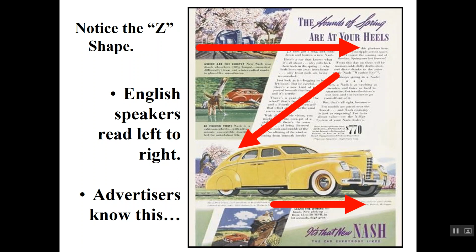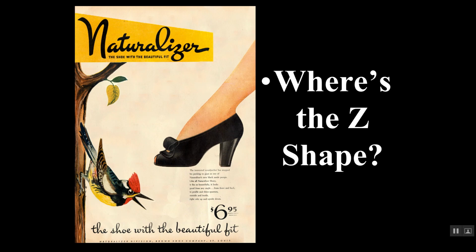So there's the Z. We're going to start here. We're going across here. We get to see our slogan. We're going to go down. We see our product. You go across and you get to see the name. So do you see how the Z shape comes into that? So we're going to do a couple more just so that you really understand it.